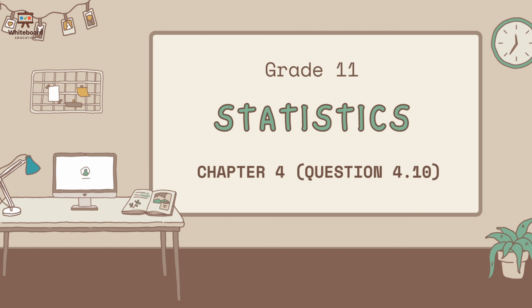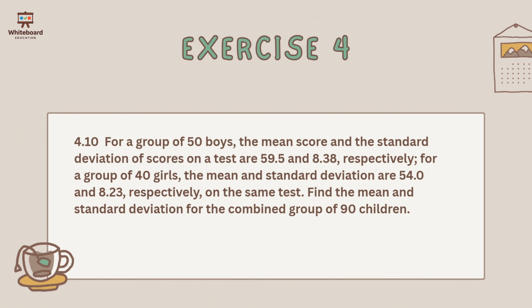Let's get started. Here, the question is: for a group of 50 boys, the mean score and the standard deviation of scores on a test are 59.5 and 8.38, respectively. For a group of 40 girls, the mean and standard deviation are 54.0 and 8.23, respectively, on the same test. Find the mean and standard deviation for the combined group of 90 children.